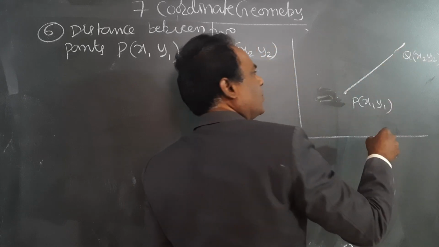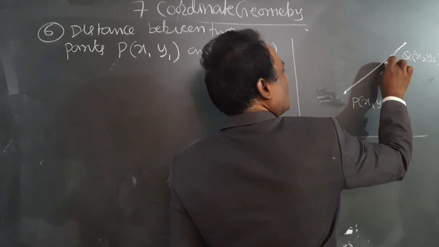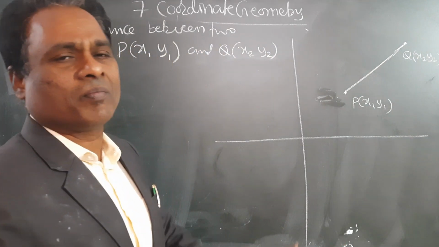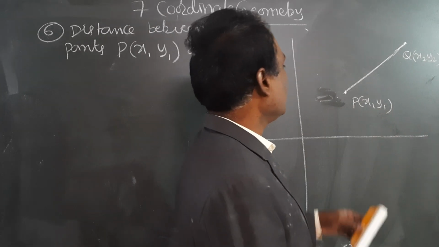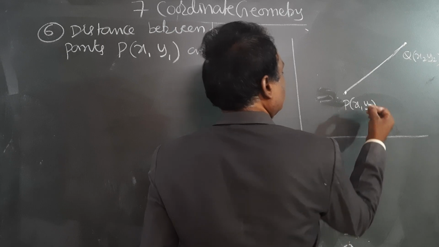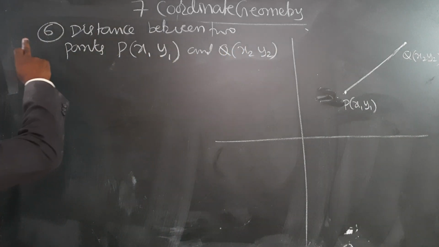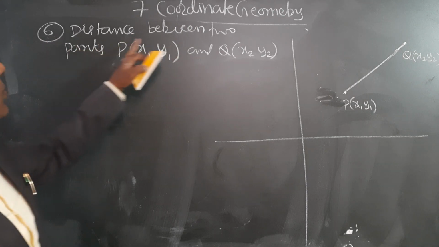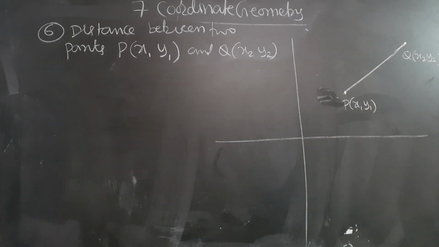This is a very, very important formula, and we have one complete exercise based on only this formula. So what is the distance between this point x1, y1 and another point x2, y2? That is the question. Now, how to find the distance between these 2 points? Write down the statement. Distance between the 2 points P x1, y1 and Q x2, y2. Write down that statement, and now I will find out the distance.